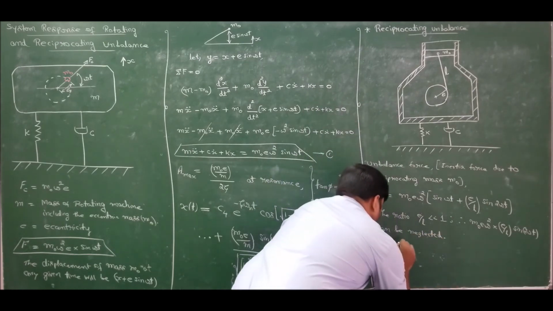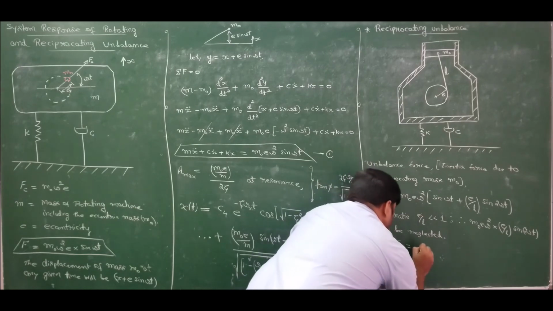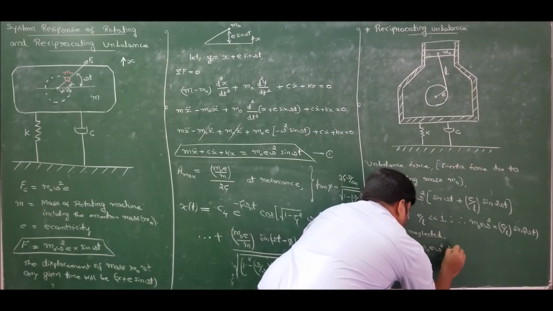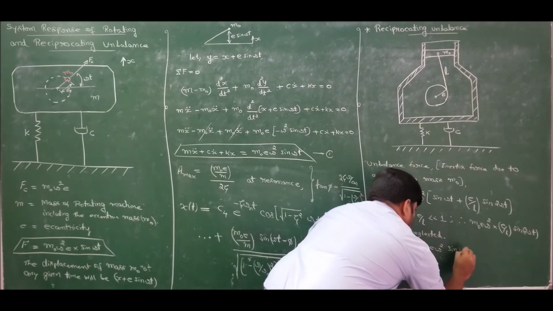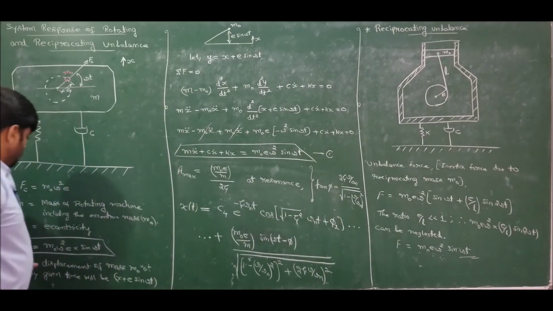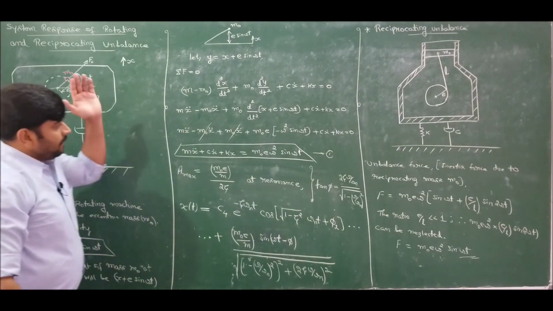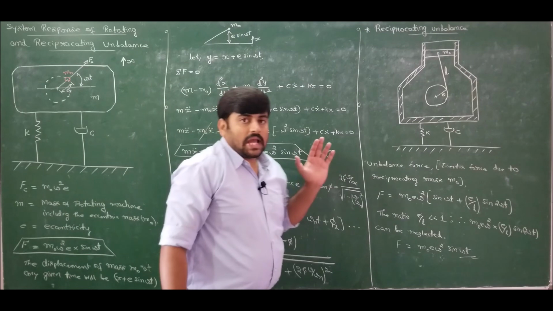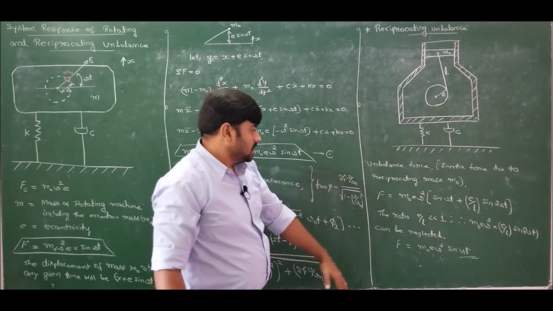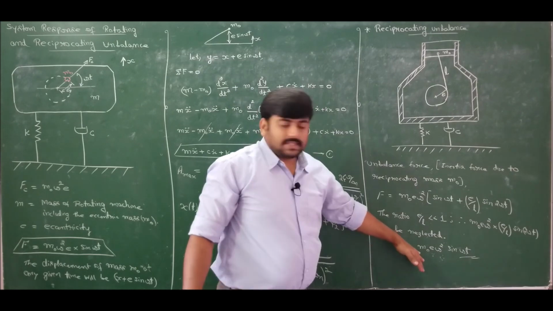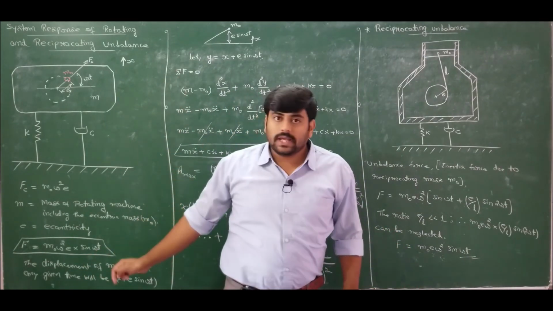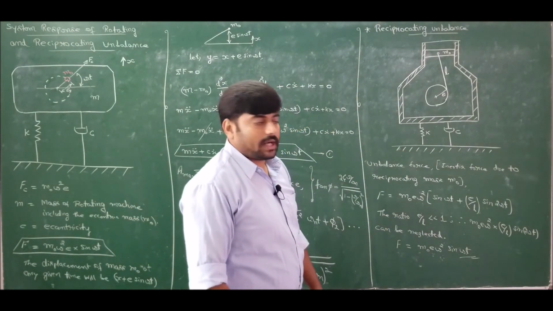So hence, what is the excitation force you will get? The excitation force will remain the same, m0 E omega square sin omega t, which is the same as the excitation force for rotating unbalance. So therefore the discussion we had made for rotating unbalance holds good for reciprocating unbalance also. Since the excitation force is the same for both cases, the discussion we made for rotating unbalance holds good for reciprocating unbalance also.